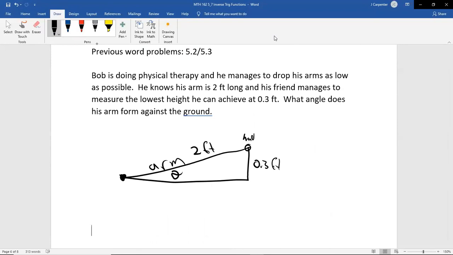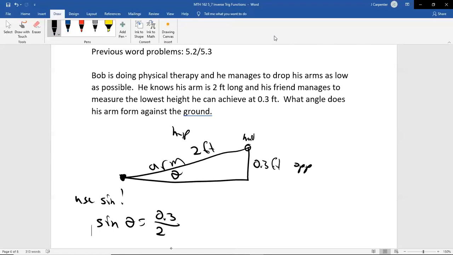I did some word problems like this previously, and we said you want to try and use a trig function where you're going to use 2 of those quantities, or if one of these was unknown, then try and use at least one of them. So we know the opposite, and we know the hypotenuse. What trig functions use opposite and hypotenuse? Sine and cosecant. Let's not use cosecant because it's goofier. So we're going to use sine. We would say the sine of that angle is equal to the opposite, 0.3 feet, over the hypotenuse of 2 feet.